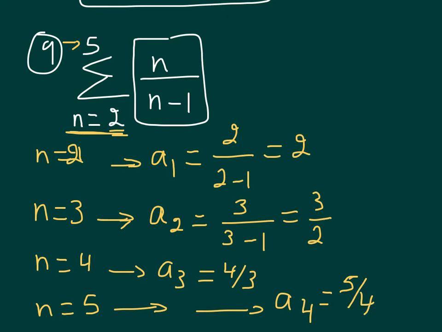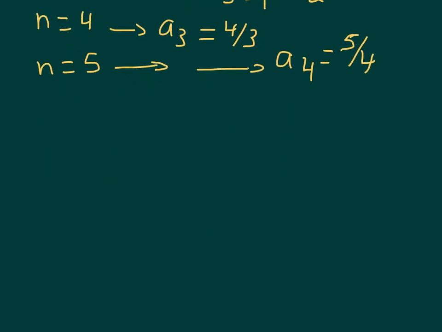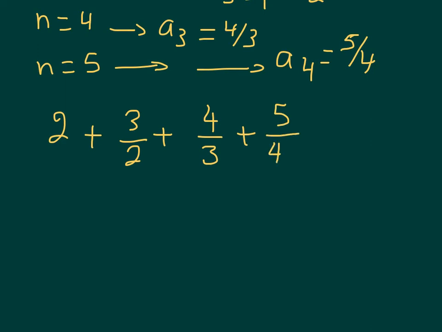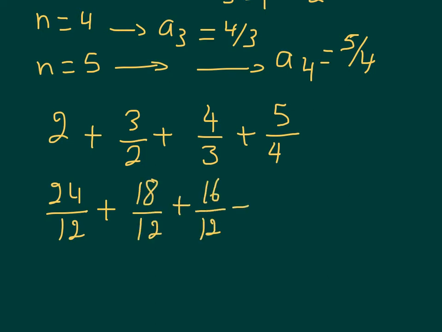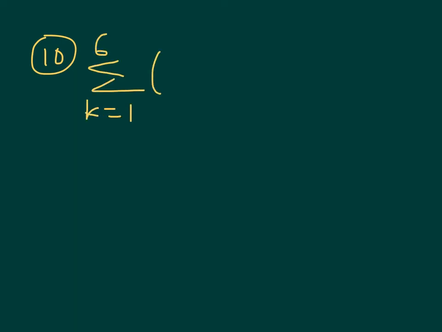Now what you need to do is add those numbers. Now to add them up, I need you to do it without the use of a calculator. We're going to do a common denominator and add them all up. The common denominator here is going to be 12. So this will be 24 over 12. This will be 18 over 12. And this will be 16 over 12. This will be 15 over 12. When we add them all up, we get 73 over 12. Ta-da!